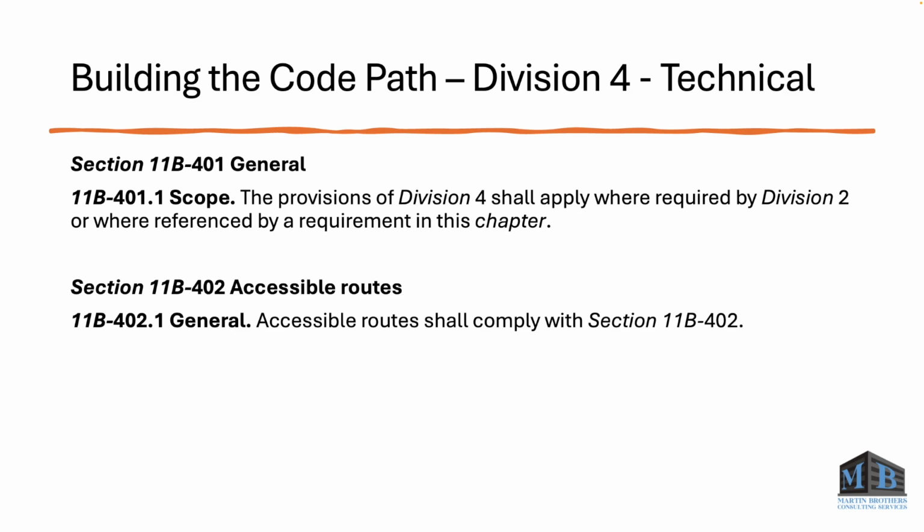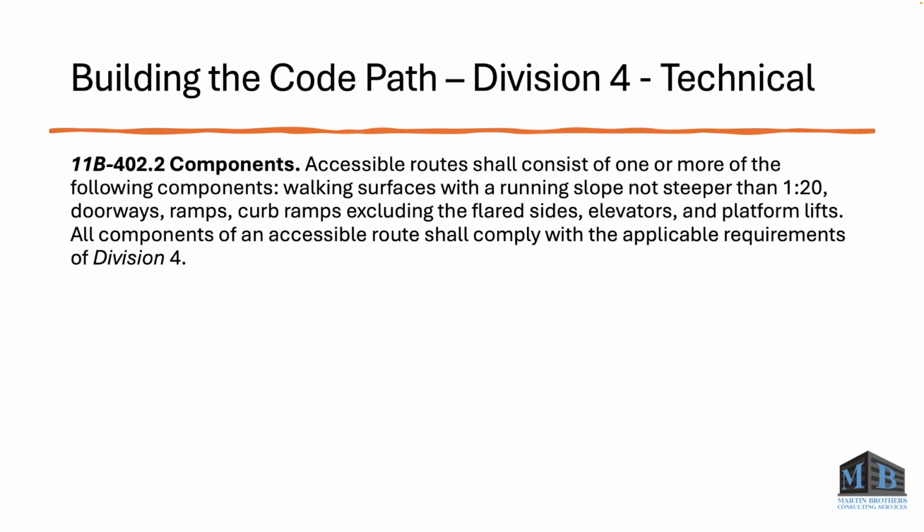11B402 accessible routes continues with 11B402.1 general, which says accessible routes shall comply with 11B402. Okay, so let's keep it going. Okay, components. 11B402.2 accessible routes shall consist of one or more of the following components. This is kind of what I was talking about at the start of Division 4 here. Walking surfaces with a running slope not steeper than 1 to 20, that's 5%. Doorways, ramps, curb ramps excluding the flared sides, elevators, and platform lifts.